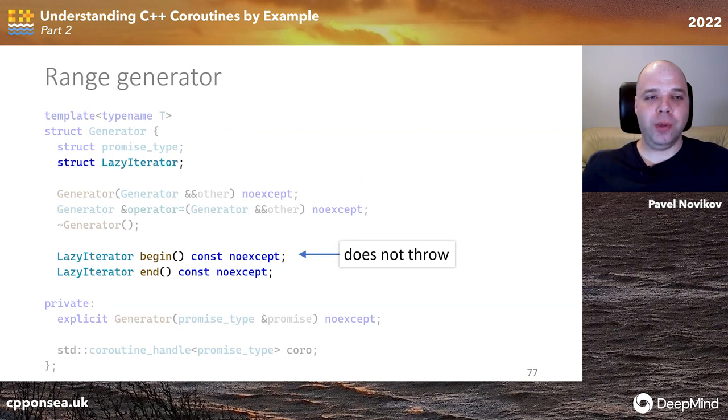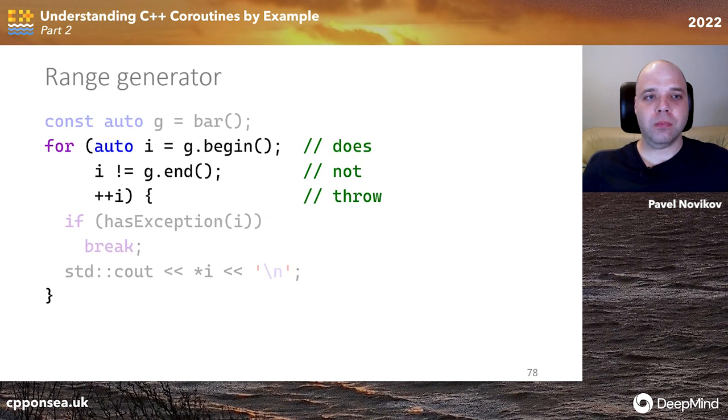And we have to replace iterator with a lazy iterator in our generator type. And notice that begin is now also noexcept. So begin does not throw exceptions. I will not show you the implementation of the lazy iterator. It's in the bonus slides if you want to see. I just want to show you the alternative design and the consequences of this design decision.